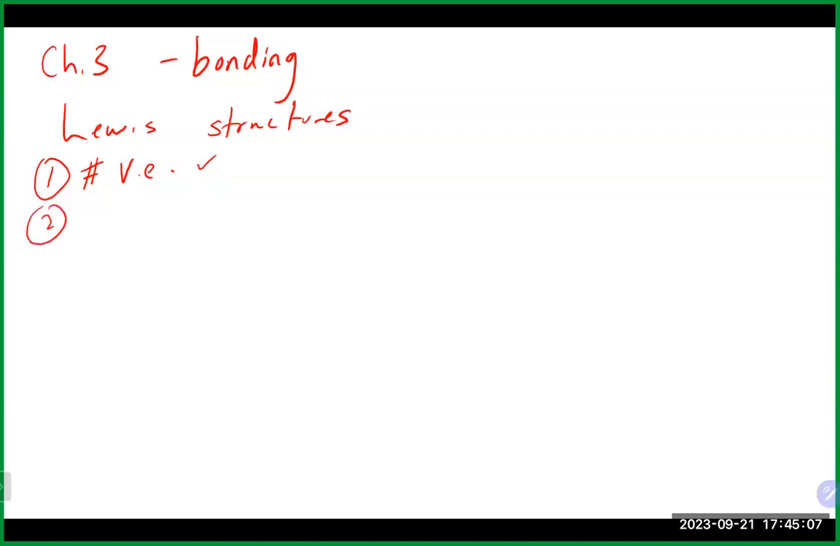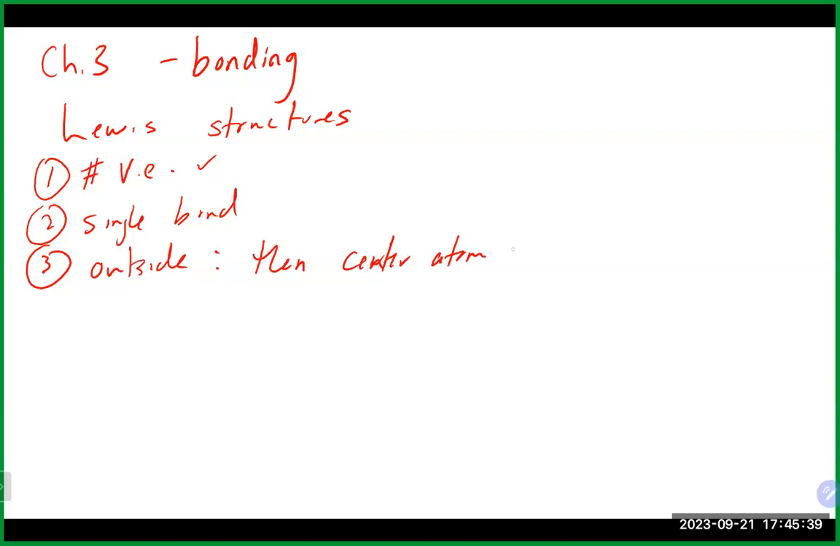You want to do a single bond from the center atom to each of the outside atoms. Remember, we typically don't want a double bond or triple bond right out of the box. We want to save it for any situation that's a problem. Once you do that, each single bond represents two electrons. So whatever electrons you have left are going to go on the outside atoms first, in pairs. So then we fill out the outside with pairs of electrons, then the center atom, also pairs of electrons if you have some left over.